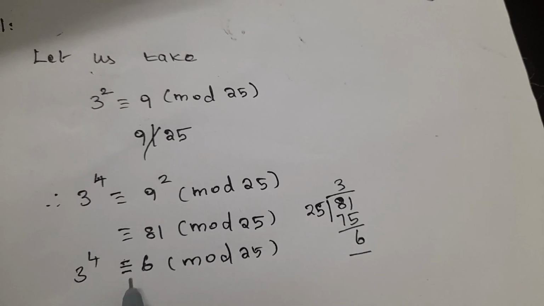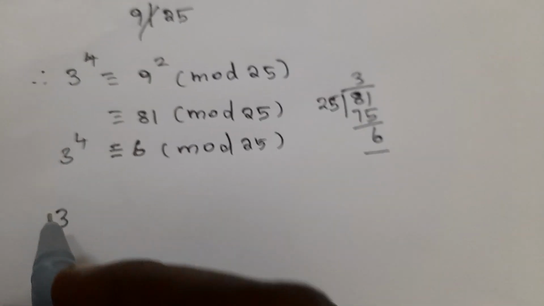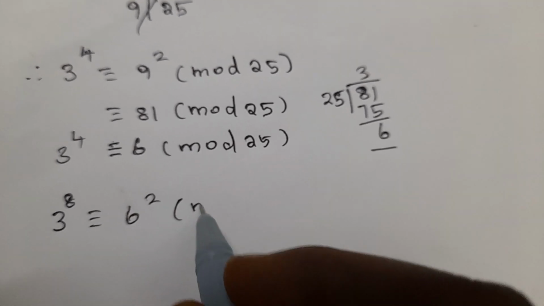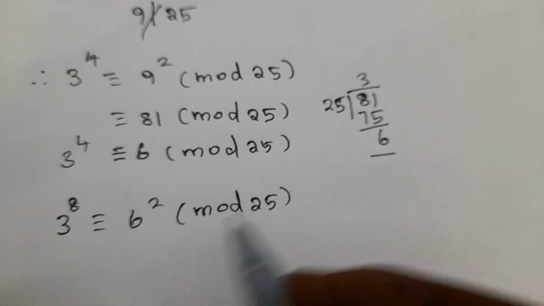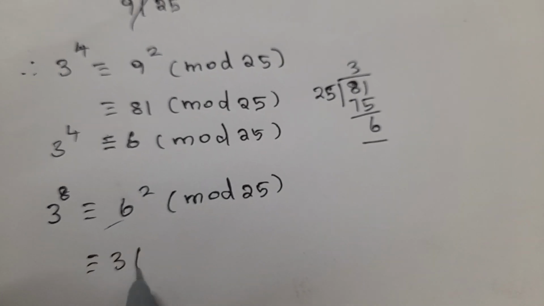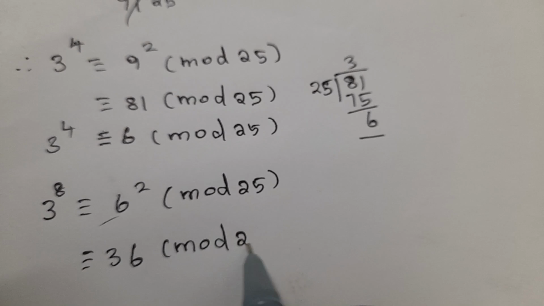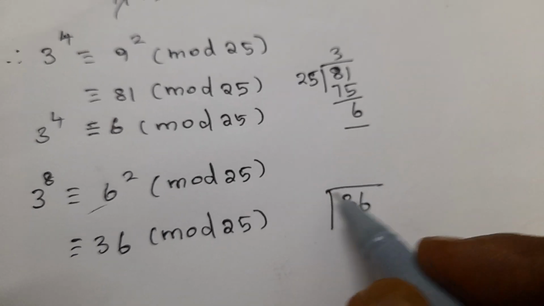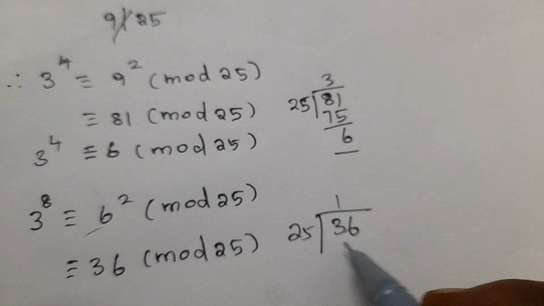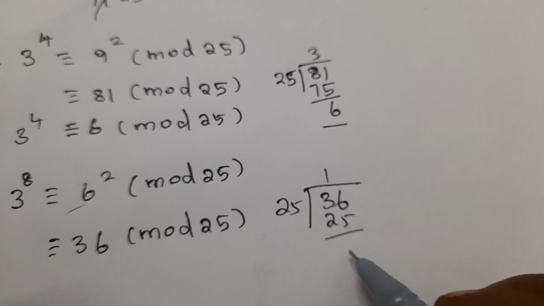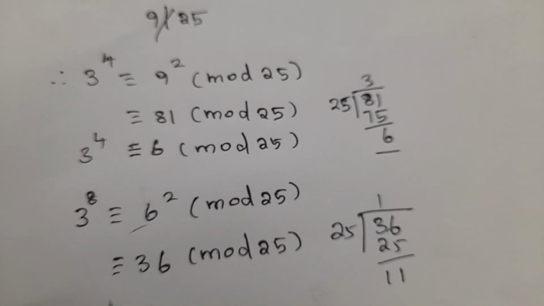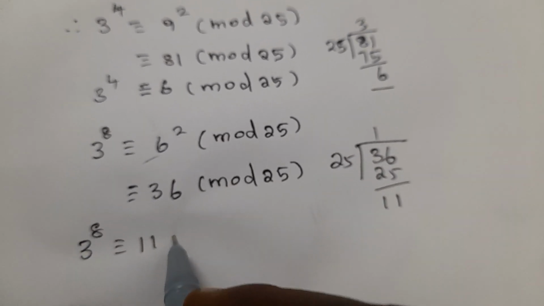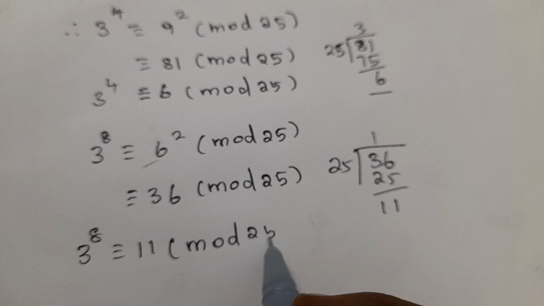Again, taking square on both sides, we get 3 power 8 is congruent to 6 squared mod 25. 6 squared is 36, so this is congruent to 36 mod 25. In 36 we have one 25, so the remaining value is 11. So 3 power 8 is congruent to 11 mod 25.